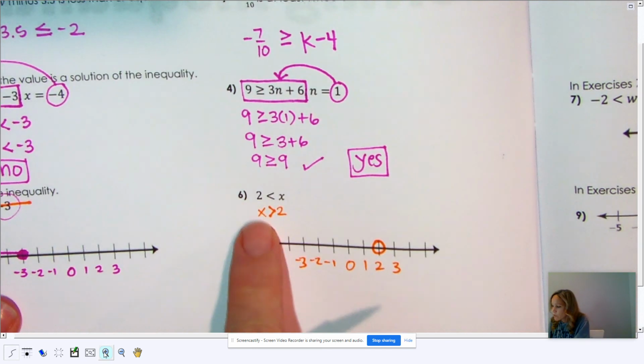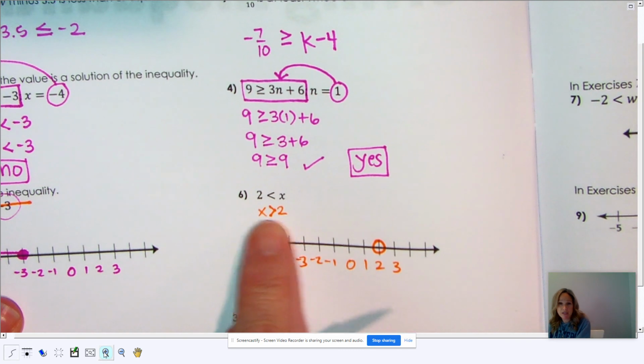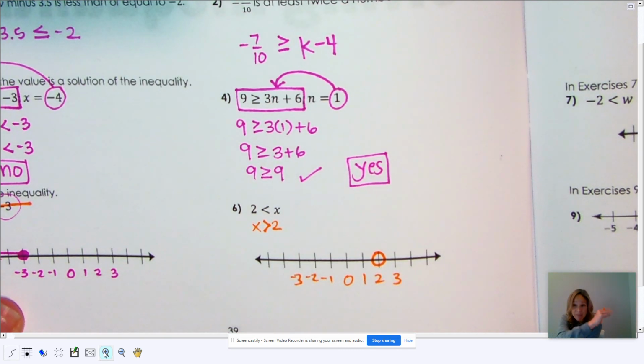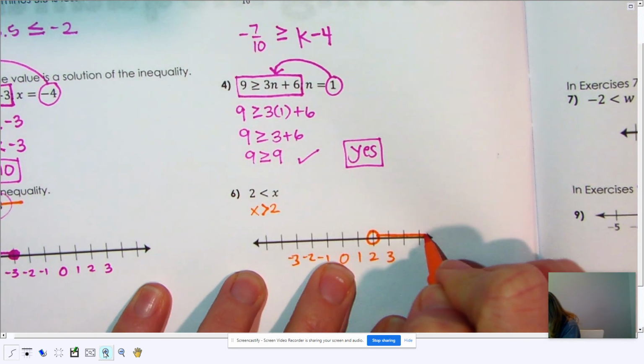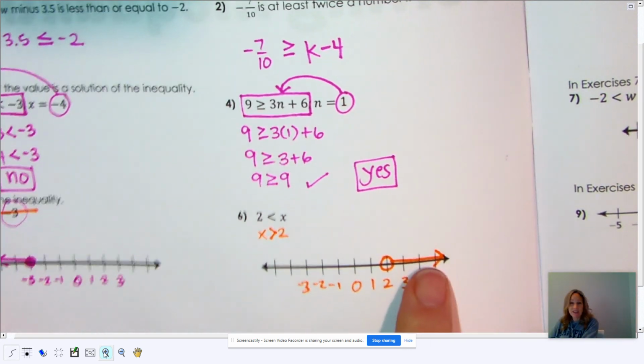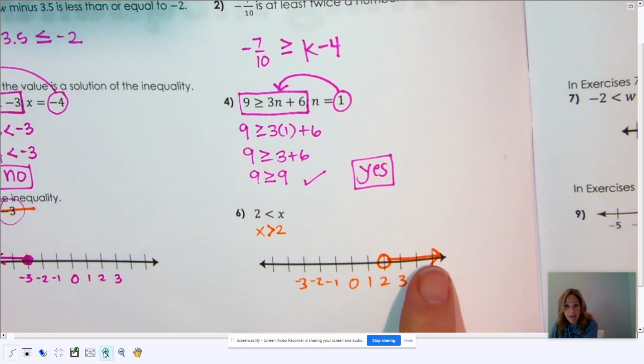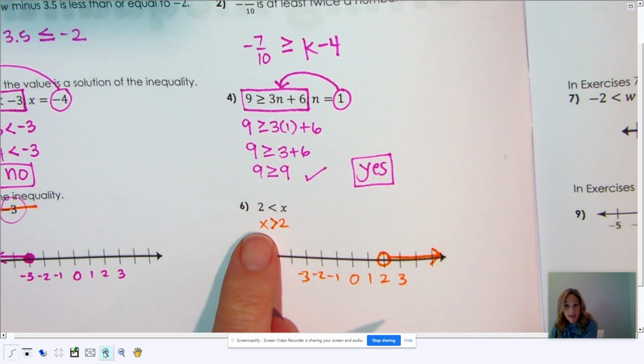And then the way we read this is x is greater than 2. The alligator's eating x, meaning it's bigger than 2. So we want to go in the direction of all the numbers that are bigger than 2. This line here represents all of the values that I could plug in for x that will make it true.